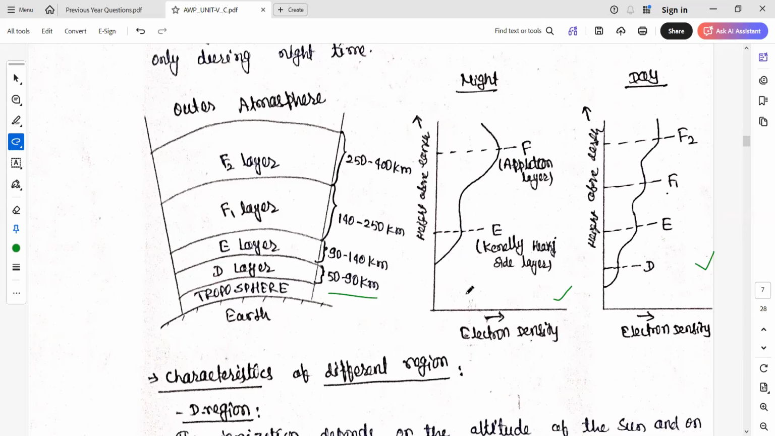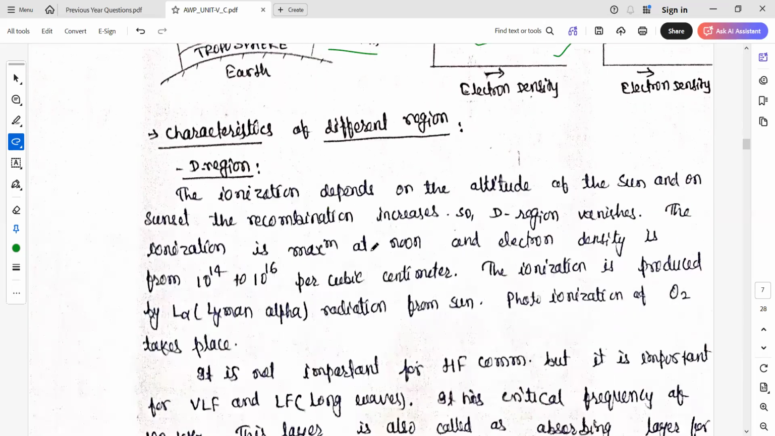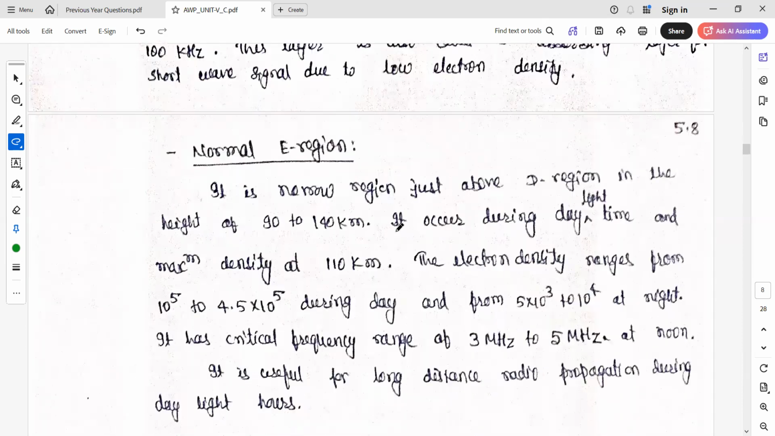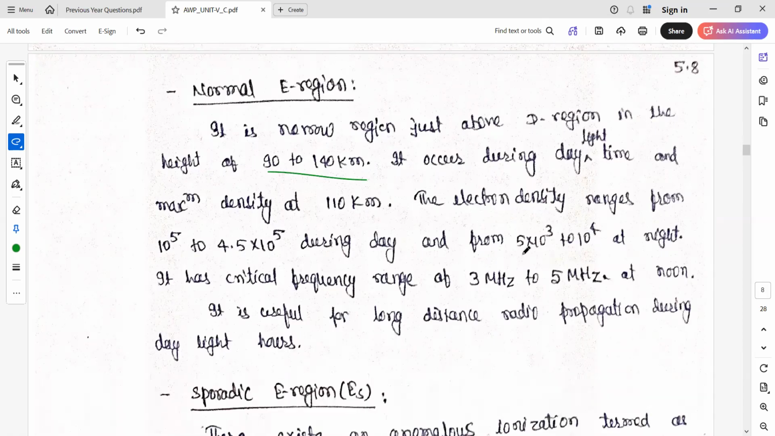And here you can see how the electron density changes. Apart from this, you have to explain each and every layer: in which range of height it is available, what the electron density per cubic centimeter is, and how ionization takes place. Again, we have the E region, at 90 to 140 kilometers. And if you see the frequency range, the critical frequency range is 3 megahertz to 5 megahertz.